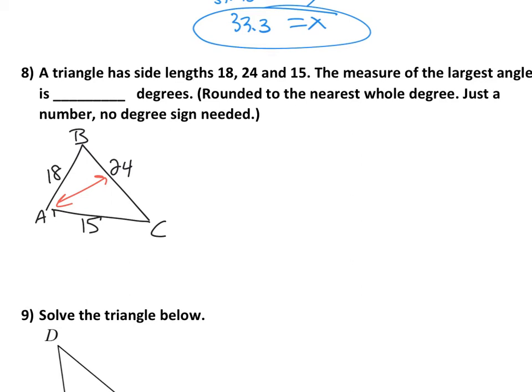Okay, so I'm going to have 24 squared. Because if I'm finding the biggest angle, then the biggest side needs to be the one across from that. That's what I would start the law of cosines with. And I'm using law of cosines here because I don't have a single side and angle that I know both, the ones opposite each other.